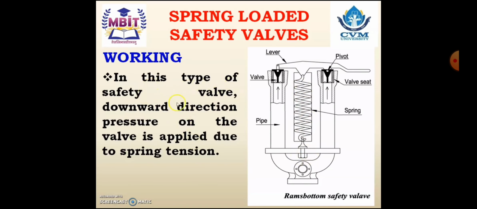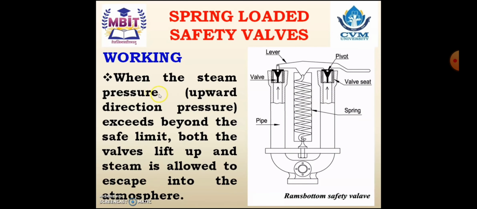So in this type of safety valve, the downward direction pressure on the valve is applied due to spring tension. Due to spring tension, downward pressure is exerted on valve 1 as well as valve 2. And the upward direction pressure is due to steam. So when the steam pressure, that is the upward direction pressure, exceeds beyond the safe limit, both the valves lift up and steam is allowed to escape into the atmosphere.